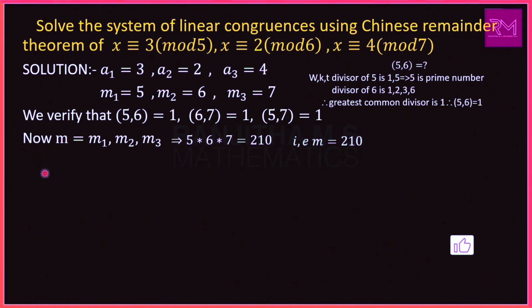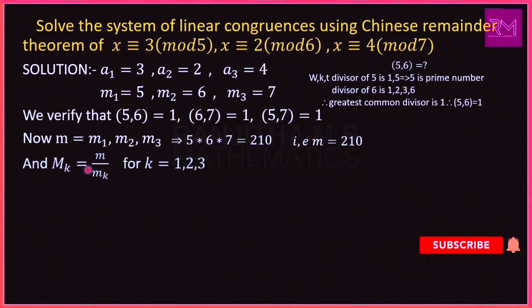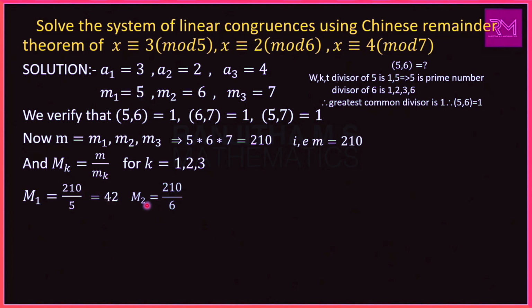After obtaining the small letter m value, we find capital Mk, which is equal to m by mk for k equal to 1, 2, 3. Substituting k as 1, 2, 3, capital M1 is 210 divided by small m1, which is 5, so 210 divided by 5 is 42. Similarly, capital M2 is 210 divided by small m2, which is 6, that is 35. Capital M3 is 210 divided by small m3, which is 7, that is 30. So we obtain capital M1, M2, M3 values.